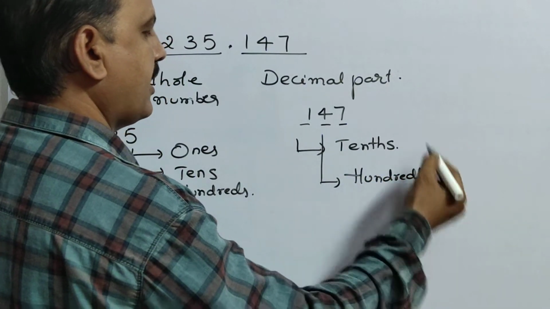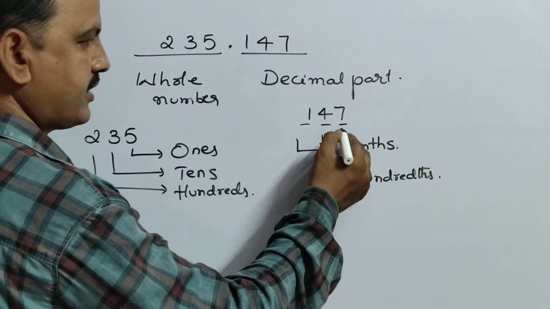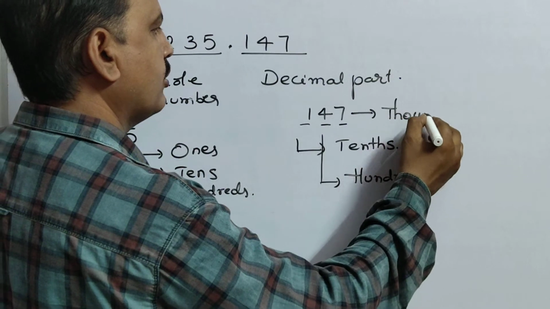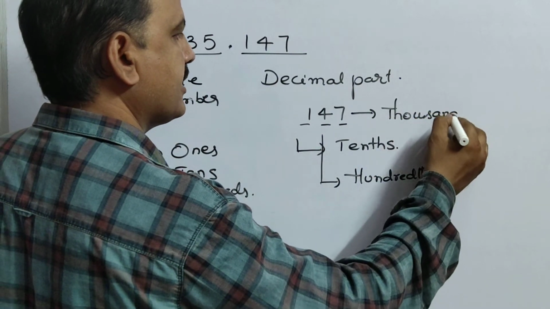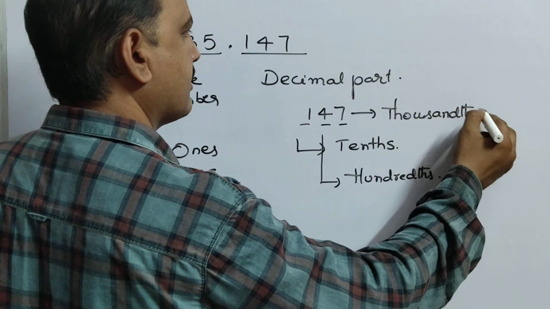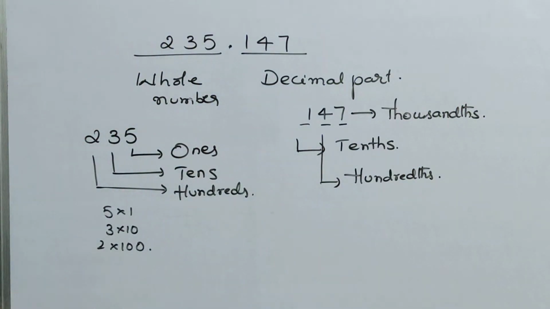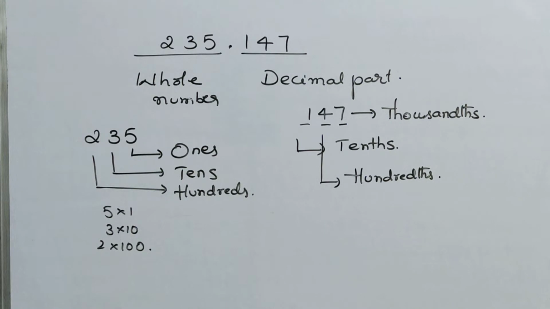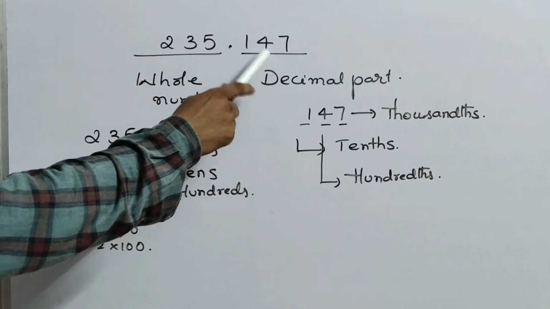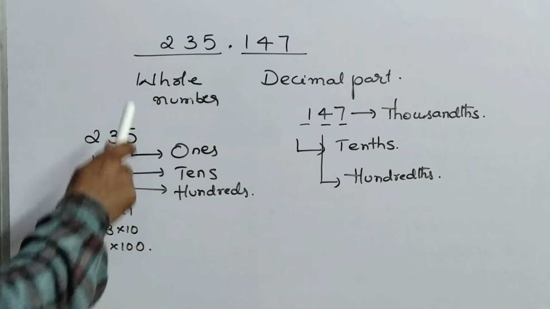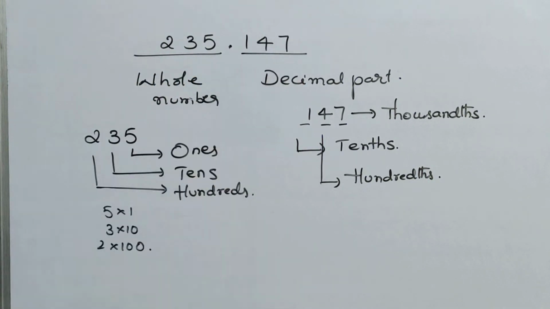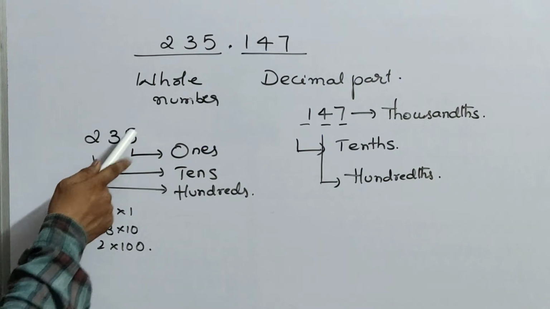H-U-N-D-R-E-D-T-H-S, hundredths place. Whereas 7, thousands, T-H-O-U-S-A-N-D-T-H-S, thousands. Okay, see here, I wrote one number, that is 235.147. Before the decimal is called the whole number and after the decimal is called the decimal part. Now, I told you the place values.